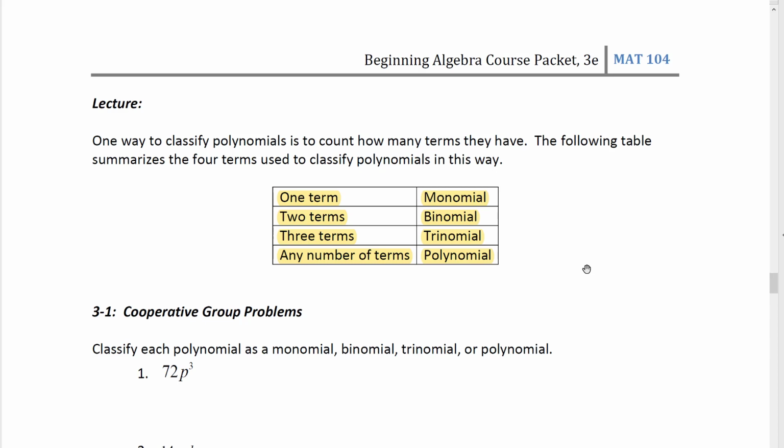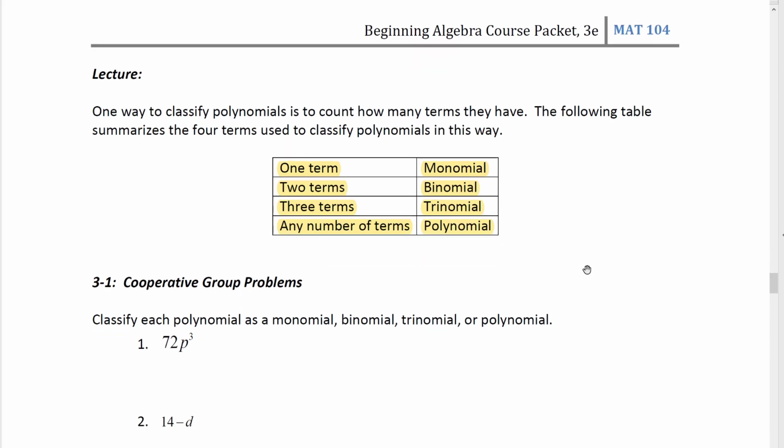On page 115, we'll talk a little bit about one way to classify polynomials, and that's to talk about how many terms a polynomial has. If a polynomial has 1 term, it's a monomial. 2 terms, it's a binomial. 3 terms, it's a trinomial. And 4 terms or more, it's a polynomial.